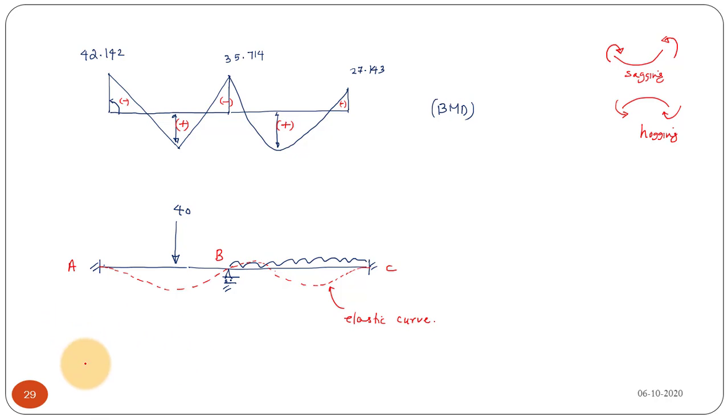Another point you have to understand from this analysis is, if you see this is sagging, this is hogging and this is sagging, that means in between, the curvature is changing from sagging to hogging to sagging. That point is called the point of contraflexion. At that point, the curvature is exactly changing from hogging to sagging, and that point is known as the point of contraflexion.